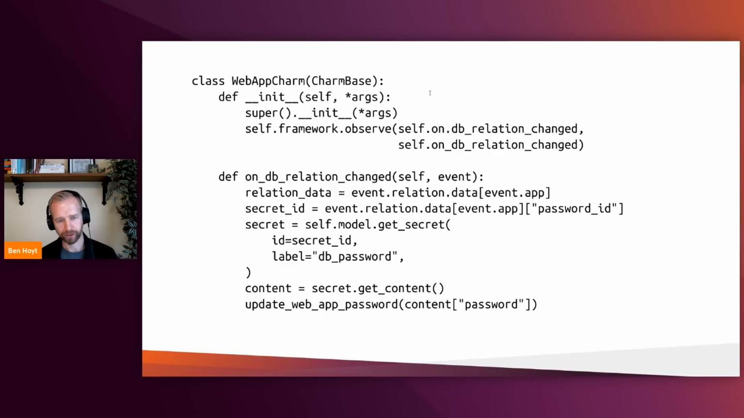So model.getSecret simply fetches the secret object, metadata, and getContent actually fetches the data. So now we have the password, the dictionary with the password in it. And the final line there updates the web app. For example, that might update the database connection details with the new password. So that's all there is to it for a simplistic version. The database charm could also handle rotation. Here we haven't shown the rotation events, but that's just adding another couple of event handlers in the database charm.